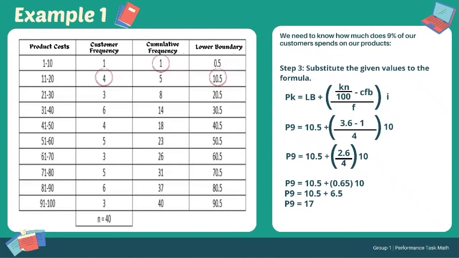This would give us 0.65. Multiply it by the interval, which is 10. This would give us 6.5. Lastly, add the 6.5 to the LB, which is 10.5. This would give us the final answer of 17. In conclusion, 9% of our customers spend $17 or less on our products.